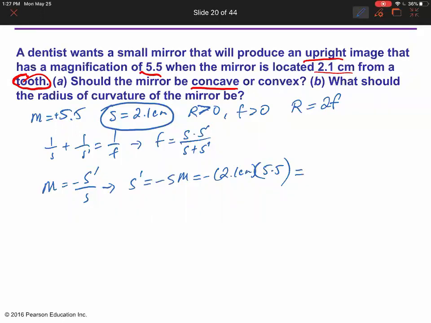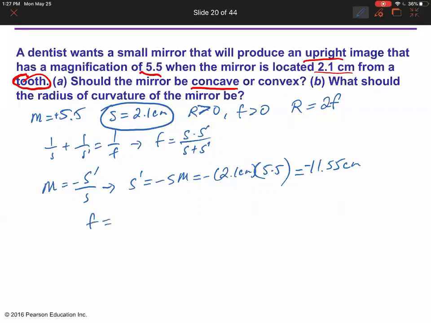All right, solving for s prime, it's going to be 2.1 times 5.5. So I should be able to find the position of the image. Let's see, 2.1 times 5.5, I get 11.55 centimeters, and it's negative. Why is it negative? Because it's a virtual image. It's going to be in the back of the mirror.